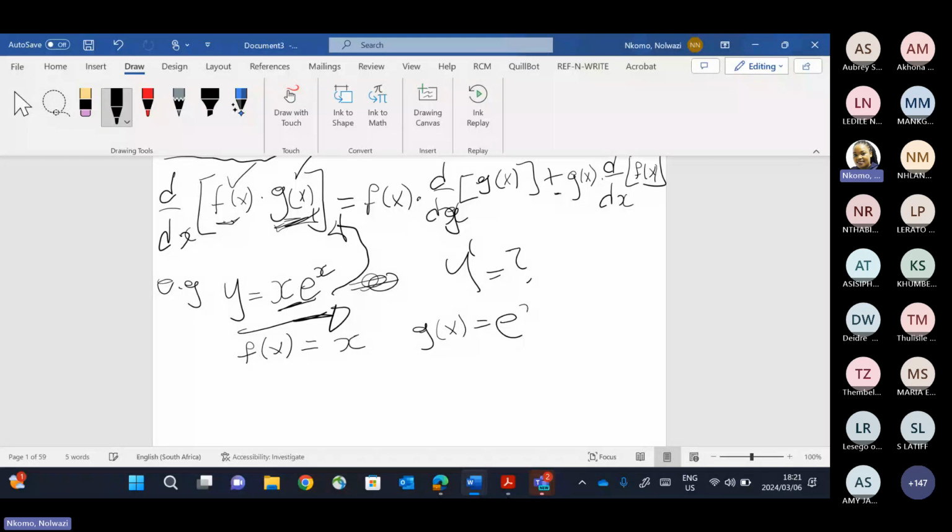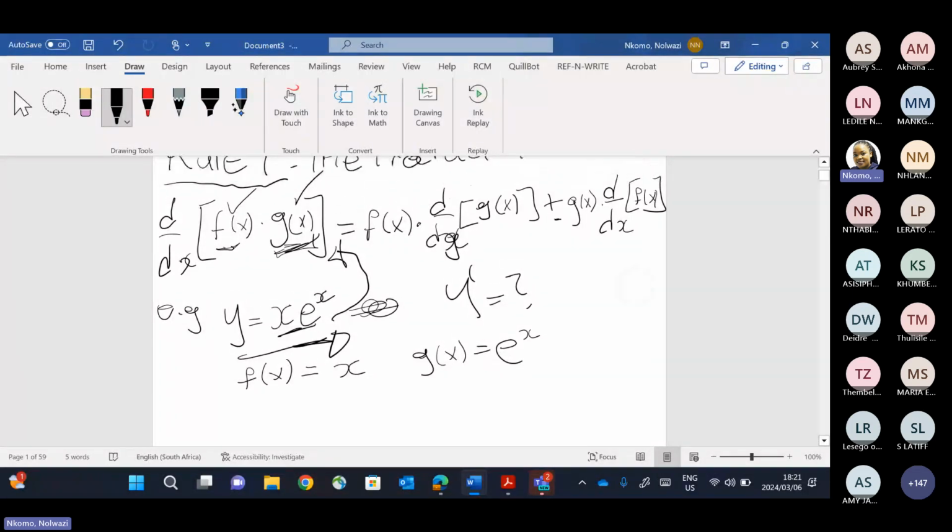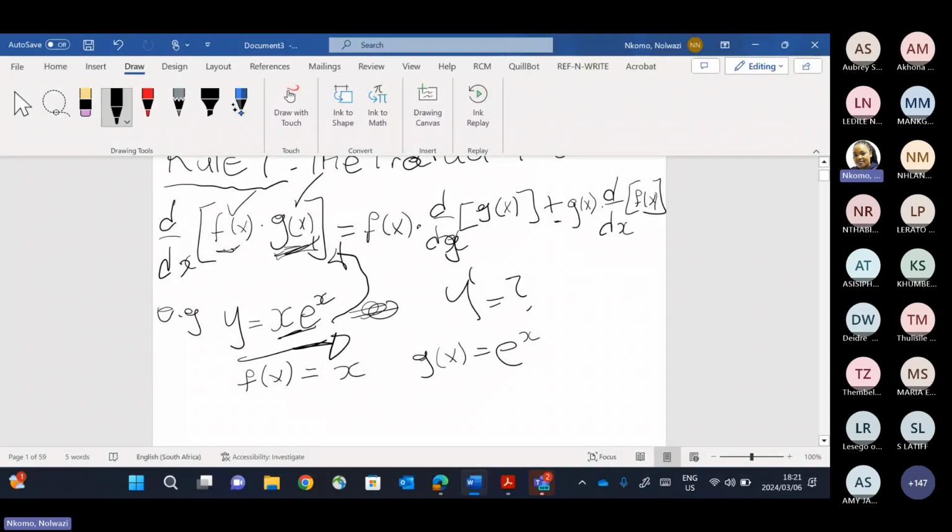The product rule says the derivative of f times g is equal to f at x times the derivative of g at x, plus g at x times the derivative of f at x. But we only have f at x and g at x. From f at x and g at x, we can solve for their derivatives. And then after getting the derivatives, we can just substitute them back here and simplify.